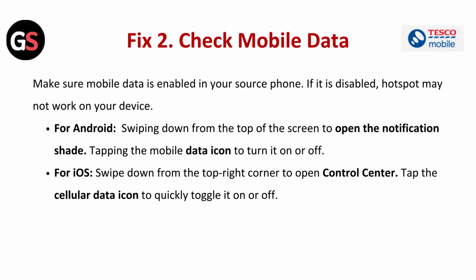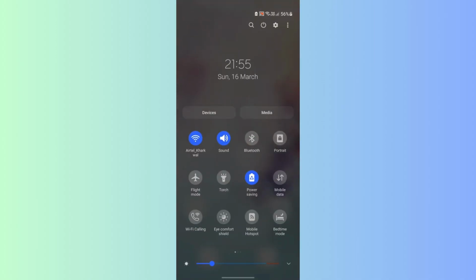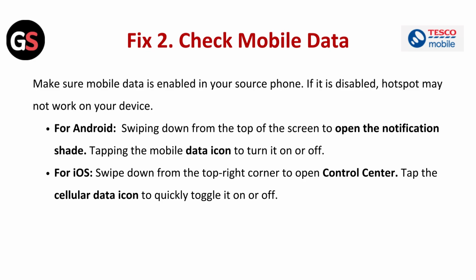Fix 2. Check mobile data. Make sure mobile data is enabled on your source phone. If it is disabled, the hotspot may not work on your device. For Android, swipe down from the top of the screen to open the notification shade, and tap the mobile data icon to turn it on or off. For iOS, swipe down from the top right corner to open Control Center. Tap the cellular data icon to quickly toggle it on or off.